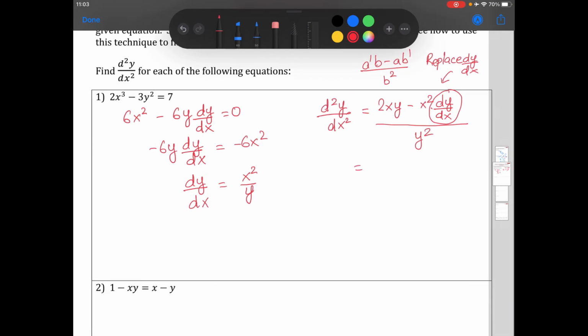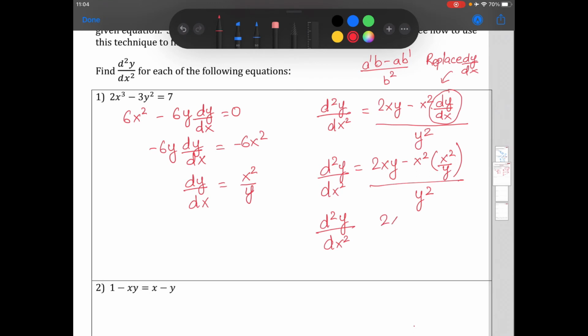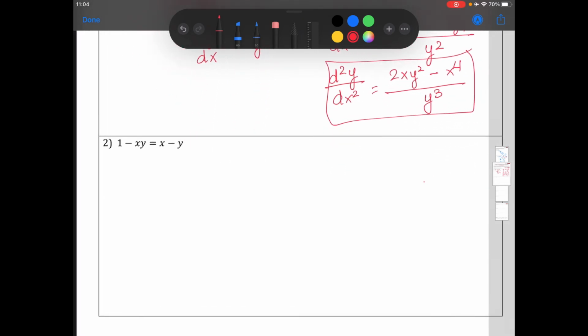So this is going to be 2xy minus x squared, and then I have x squared over y, all over y squared. If I simplify that, what do I get? I get 2xy squared minus x to the fourth over y cubed, right? So that's my second derivative. Let's try one more question.